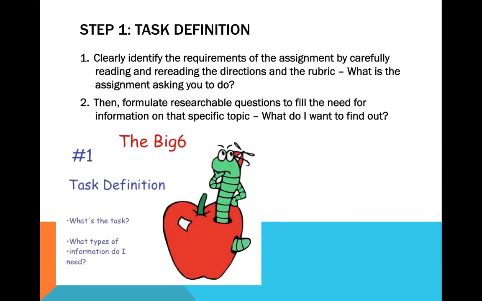Step 1 is task definition. This is where you're asking yourself, what is the task and what types of information do I need? So the first step, and we're going to do this in class tomorrow, is to clearly identify the requirements of the assignment by carefully reading and rereading the directions in the rubric. So what is the assignment asking you to do?